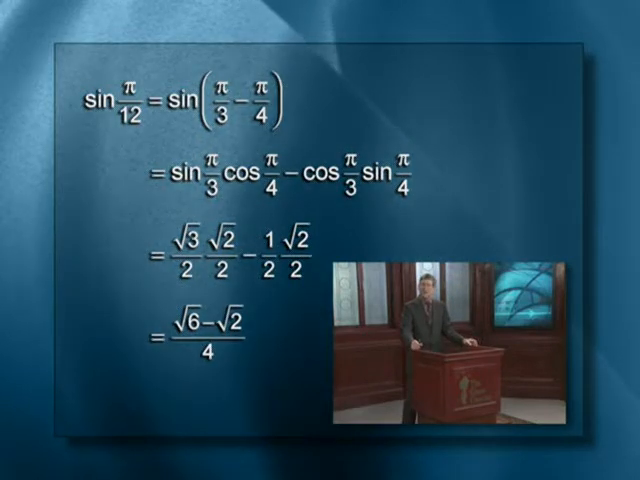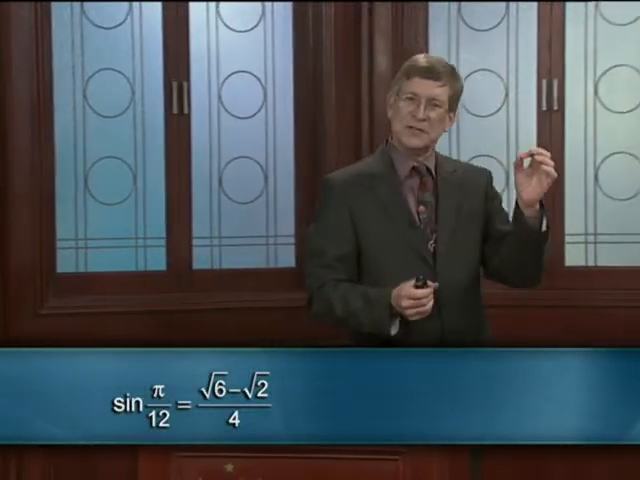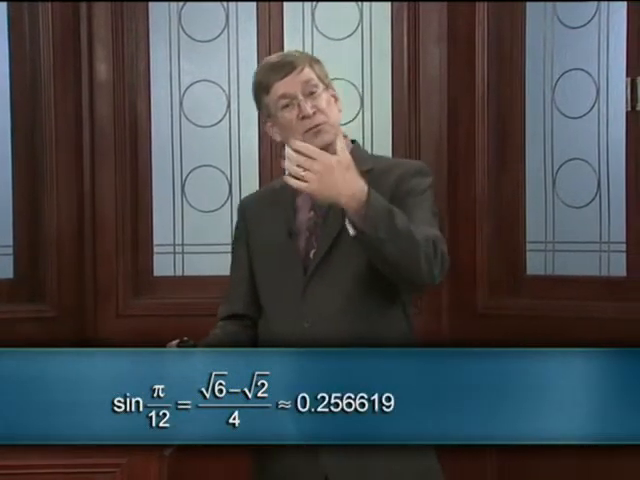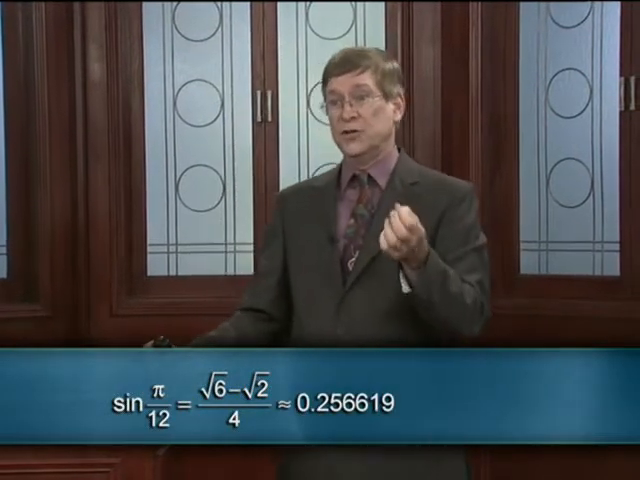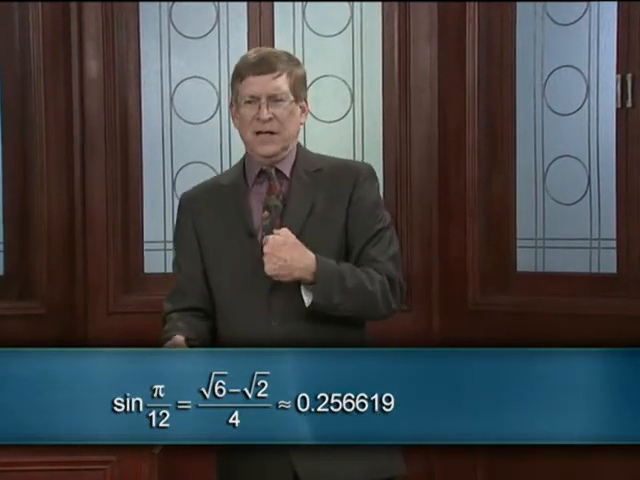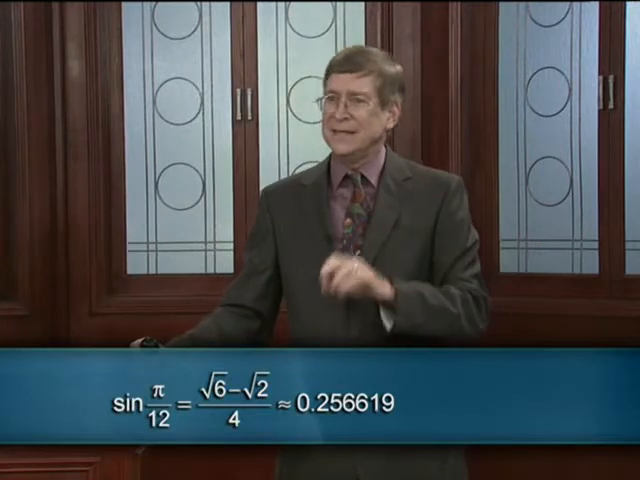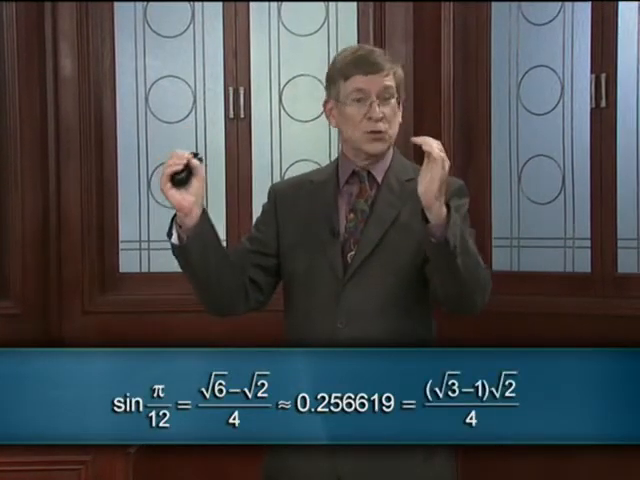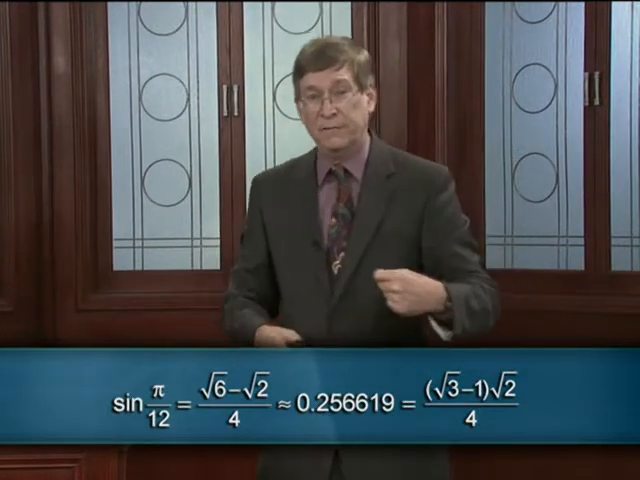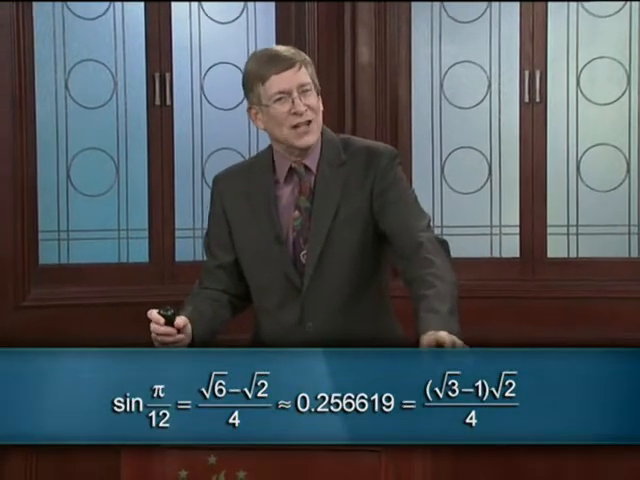An unusual looking answer, isn't it? Kind of amazing how that worked. That answer is square root of 6 minus square root of 2, divided by 4. On a calculator, you can get, of course, the decimal approximation of that answer, which is about 0.256619. And my fancy calculator, which gives more exact answers, doesn't quite give the answer in that form. It said the answer was the quantity square root of 3 minus 1 times square root of 2, all divided by 4. But we know about this game. Those are the same answers, aren't they? They're just written slightly differently.